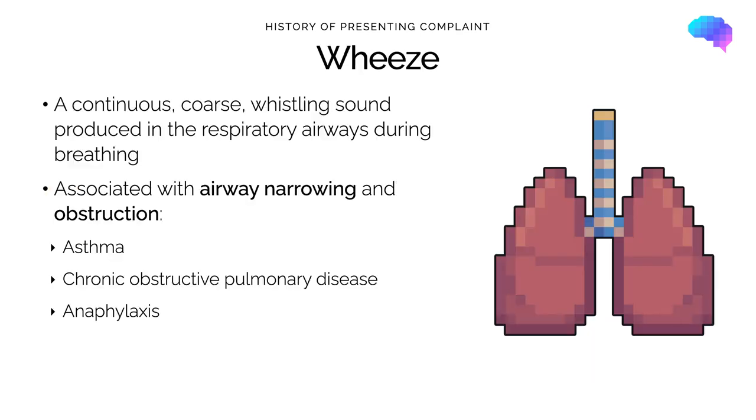Our next key symptom is wheeze. A wheeze is a coarse, continuous whistling sound produced in the respiratory airways during breathing. It's associated with airway narrowing and obstruction, so diseases such as asthma, chronic obstructive pulmonary disease, and anaphylaxis, which cause airway narrowing and obstruction, can cause wheeze. Wheeze may be audible without a stethoscope and may be reported by the patient or their carer.